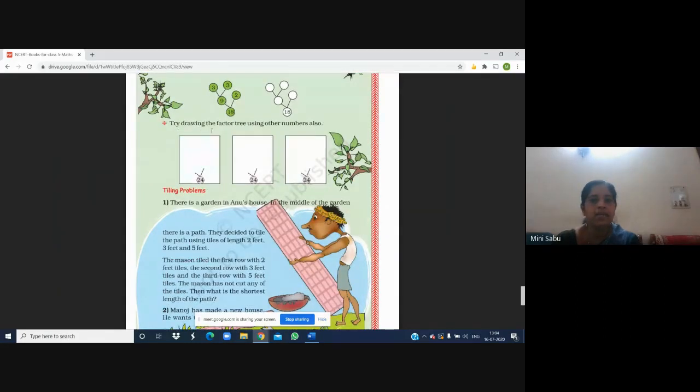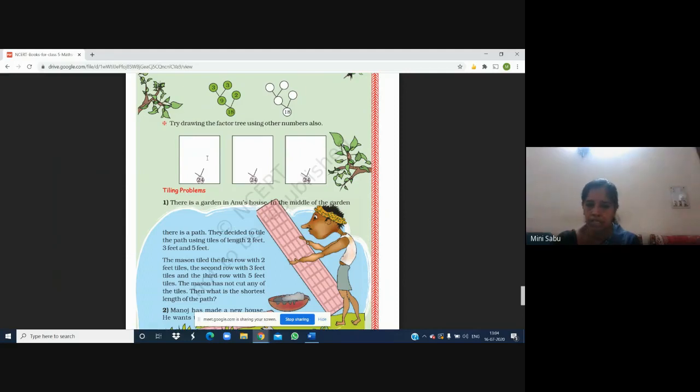Try drawing the factor tree using other numbers also. Here the number selected is 24, but 3 boxes are given to you. So you can make 3 different types of factor trees. I shall help you to begin, then you have to continue. Okay children, you can note it down. 24, which line will we use here? 6 fours are 24. Is it correct? Suppose we use in a circle 6 here, 4 here. Then you can continue the tree.